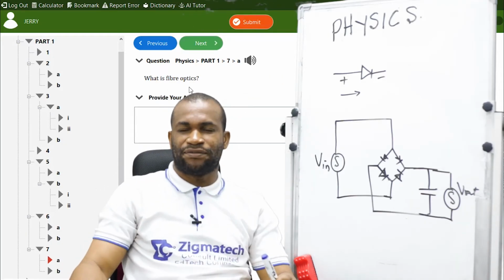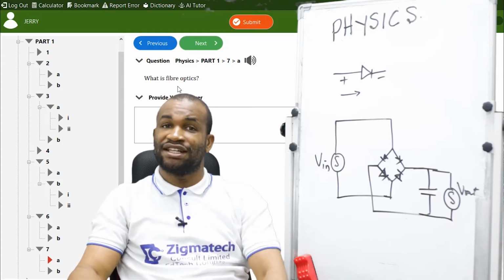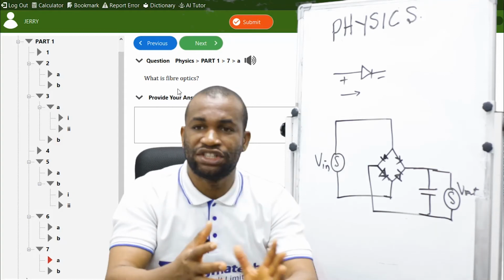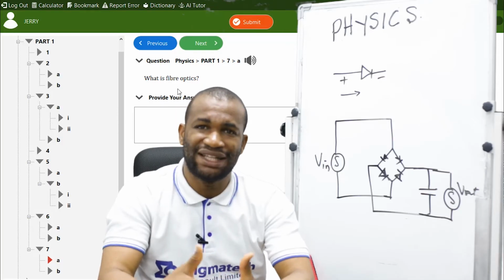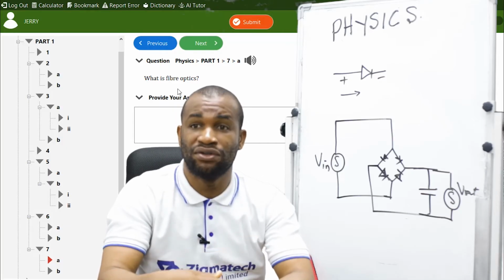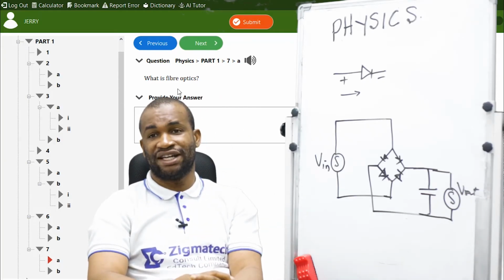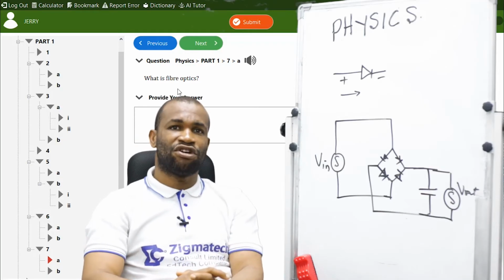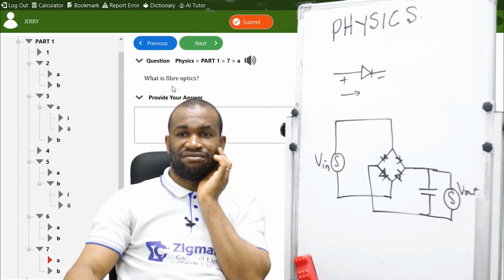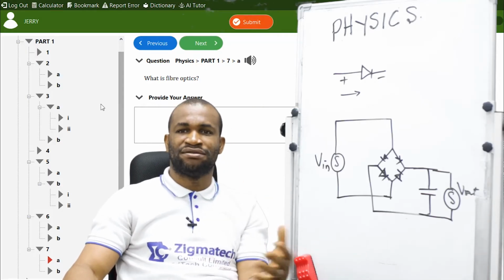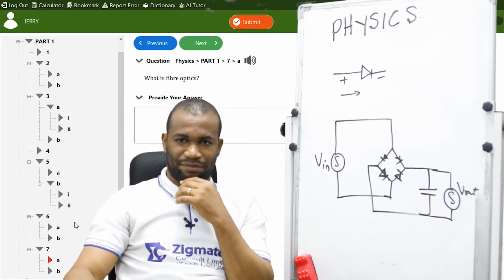All right, what is optic fiber? Fiber optic is a kind of technology which involves the transfer of data or signals using light over a long distance. And mostly it works on the principle of total internal reflection. This optic fiber is a top-notch, new technology in terms of transferring signals and data. It's very fast because light is better.